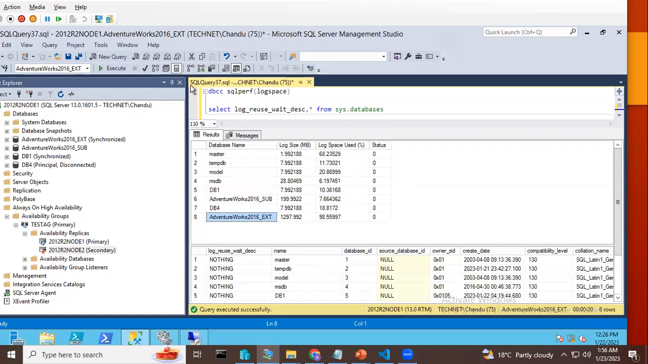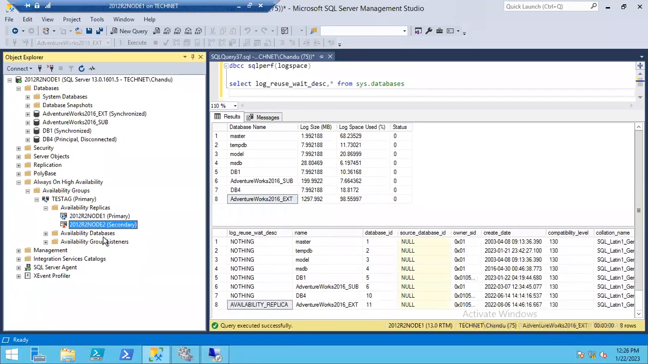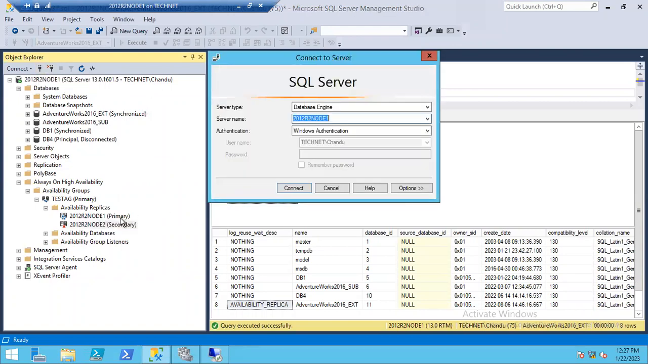Now we understand the issue. What is the issue? The secondary is not available, due to which the transactions on the primary keep on increasing, which is causing the log file to be full, right? Now let's go ahead and see why it is in disconnected state. How will you troubleshoot? First, you will have to check whether you are able to connect, at least, right? You are able to connect using the server, right? So you're not able to connect.